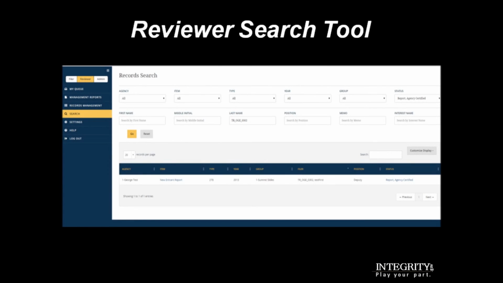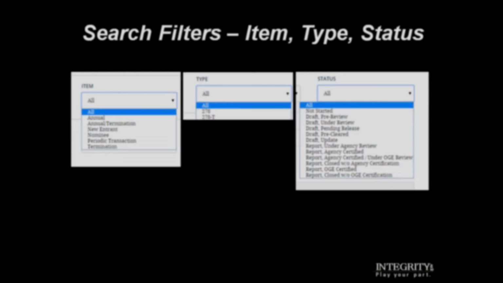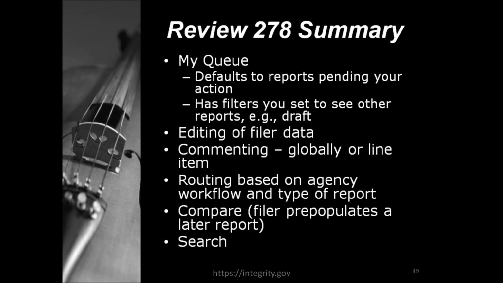Use the search tool to find completed reports, among other things. Here is a list of the available search filters. Here are the possible search filter choices for 3 of the drop-down lists. Customize display options to show or hide the table column headings and data. Here you see a summary of Integrity's key features for reviewing a 278.